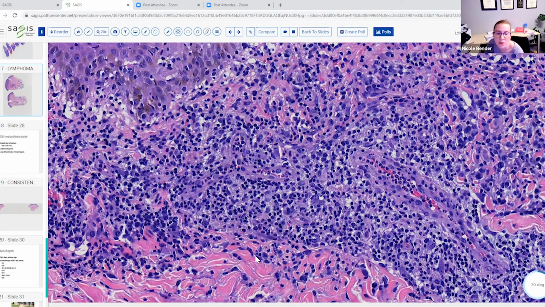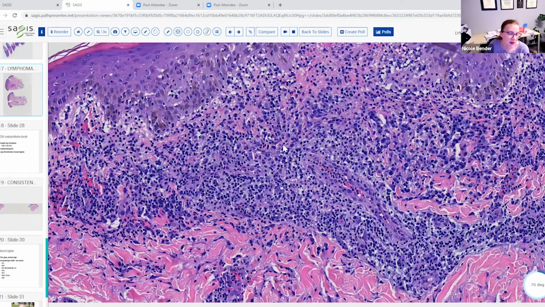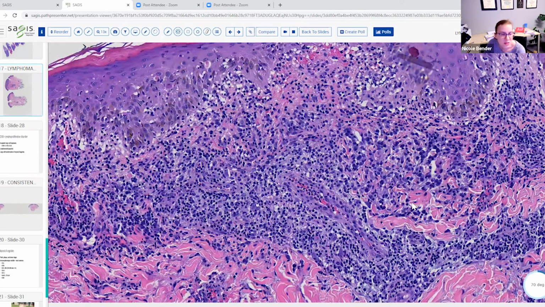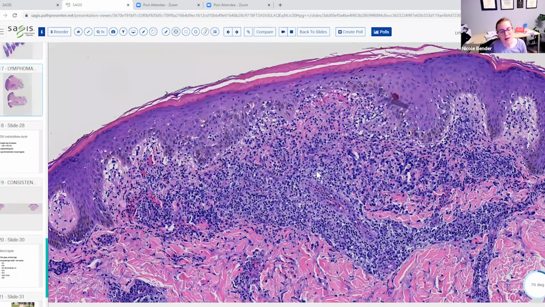So if you need the immunophenotype as well, this is again CD3 positive and CD4 positive, and the large cells are CD30 positive, but this is a smaller subset of the infiltrate. So this pattern is the most common subtype seen in lymphomatoid papulosis, which is type A.